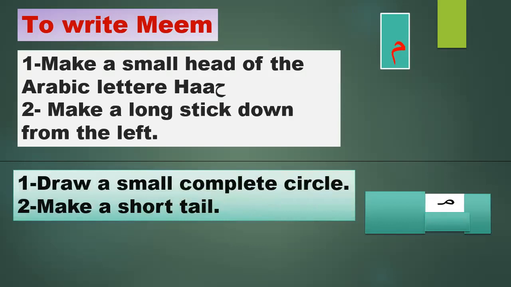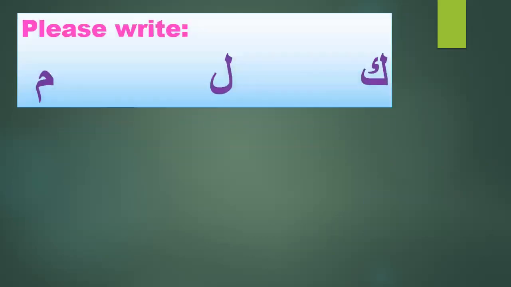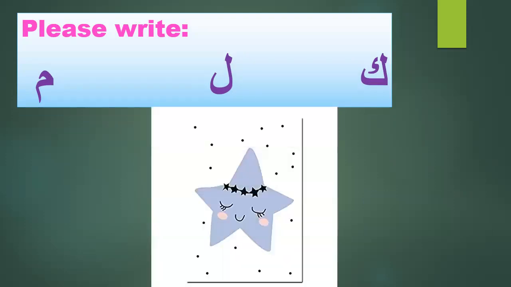The second shape is mim. Draw a small complete circle. Make a short tail. Yes, it's mim. Very good. Please write kaf, lam, mim. Yes. Did you finish? Very good. I will give you a star.